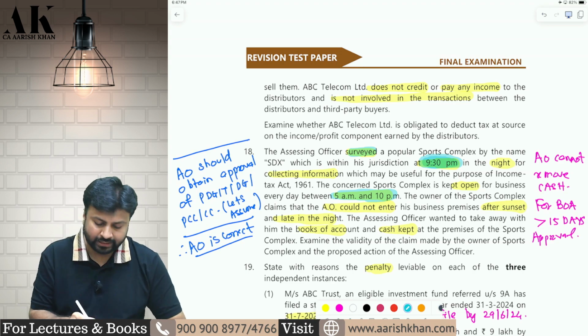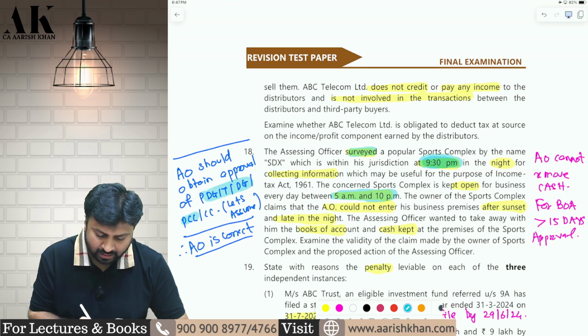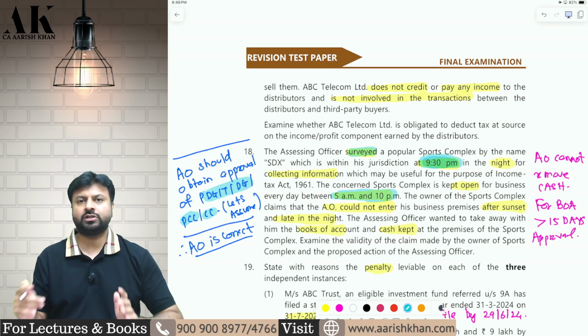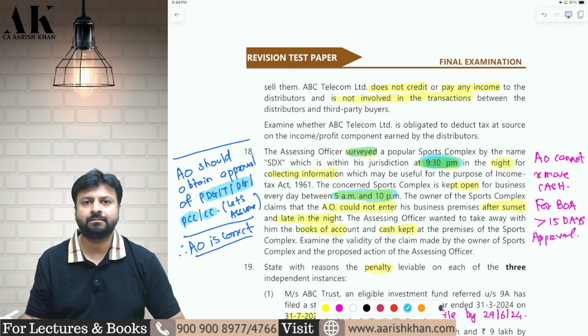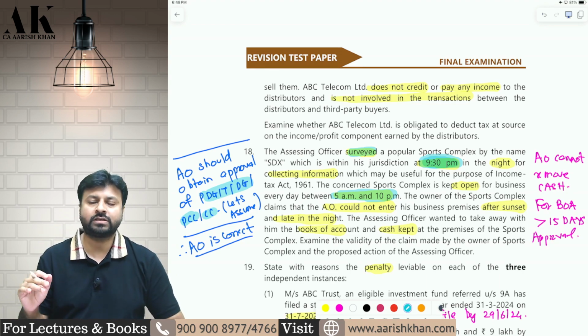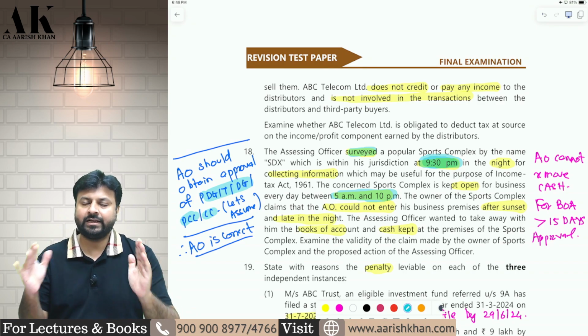It's only that the AO has to take an approval from Principal Director General or Director General or Principal Chief Commissioner or Chief Commissioner. If he takes the approval, he is absolutely correct to go even after sunset. There is no need to go before sunset. If the business hours is in night, he can go.